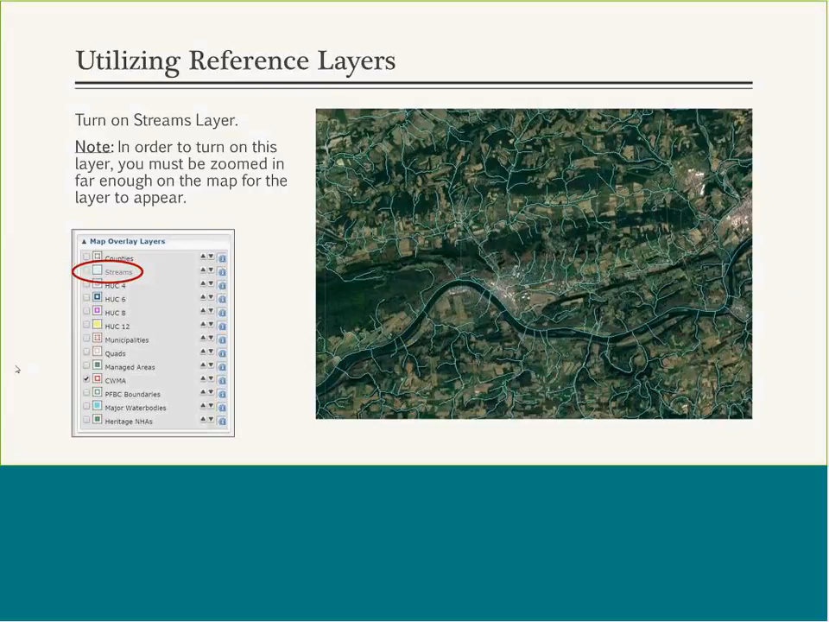We also have a streams layer. There's a special way to remember when using this layer: you actually zoom in close in order to then turn the layer on. The reason for that is if you were viewing the layer from a state view, really far out, you wouldn't be able to see anything. You really have to zoom in a little bit in order to see the information.